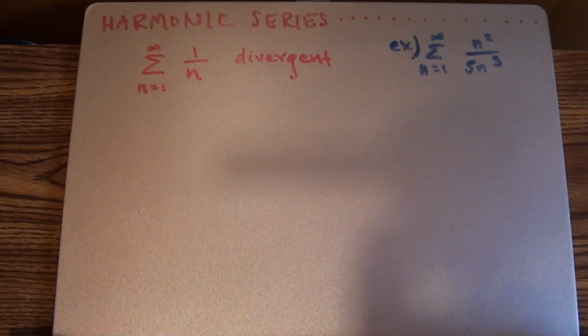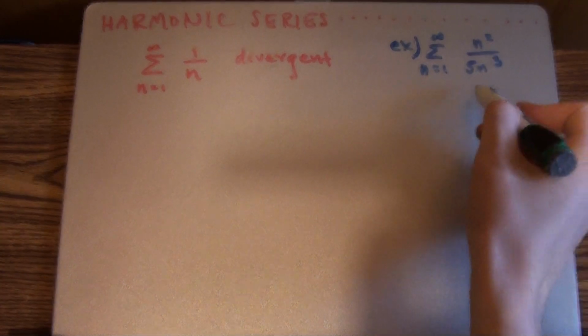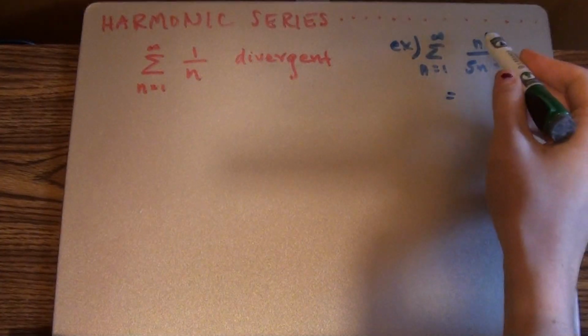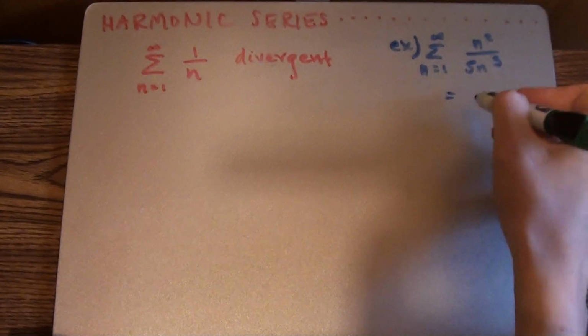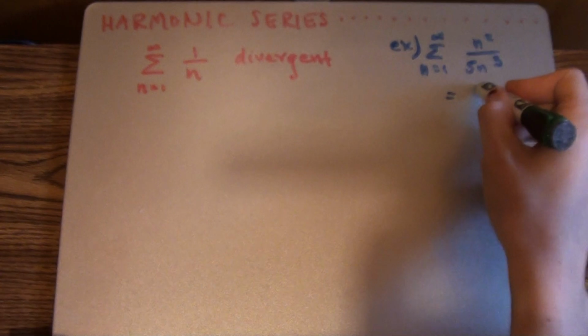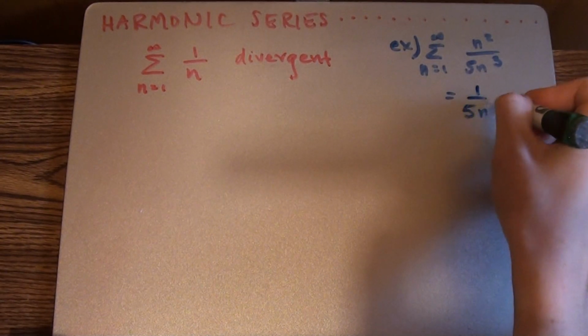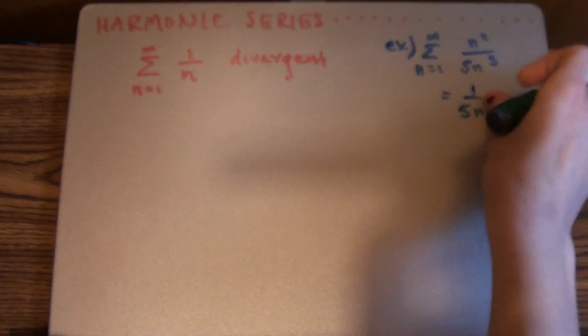So here on the side I have an example problem, right? And then we can see that it's the same thing. We have n squared over 5n cubed, right? So if we cancel our n's out, it's the same thing as saying we have 1 over 5n cubed, or not cubed, excuse me. We have 1 over 5n, right? Because our n's cancel.